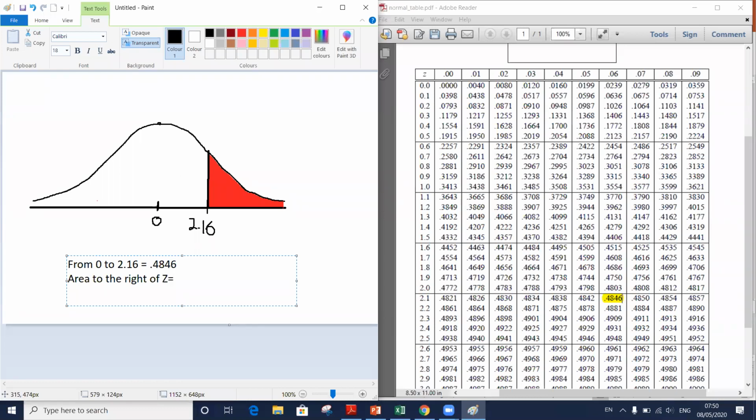z equals 2.16. This is what we need. Area to the right of z equals 2.16. Right? Here, how can we find this value?